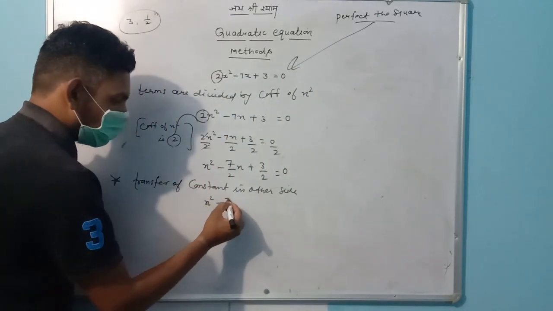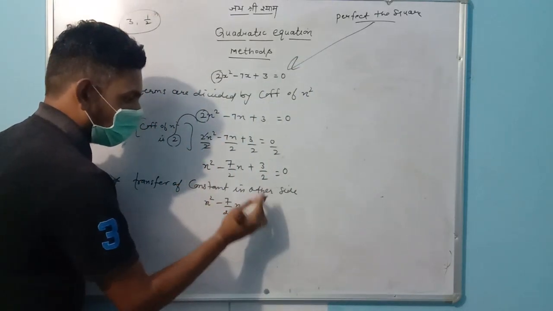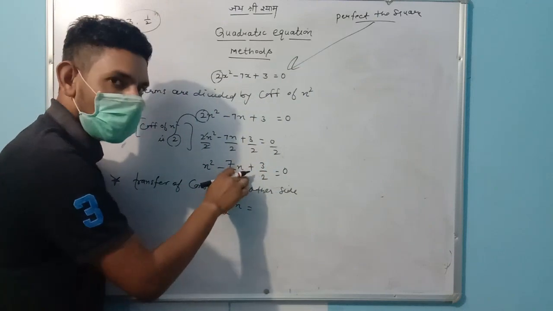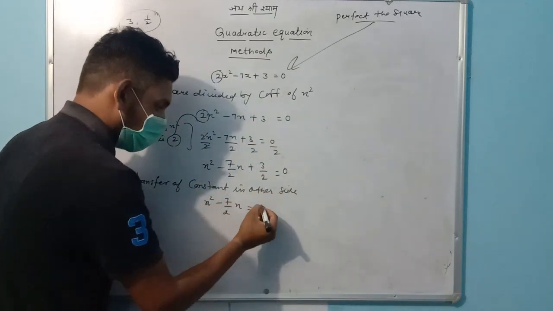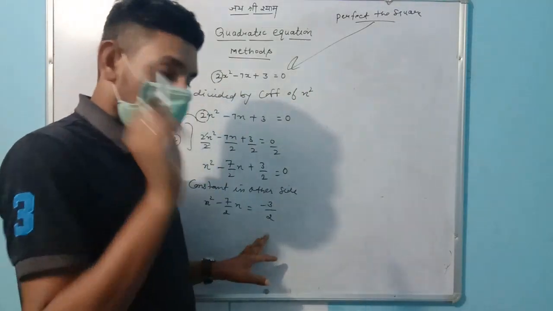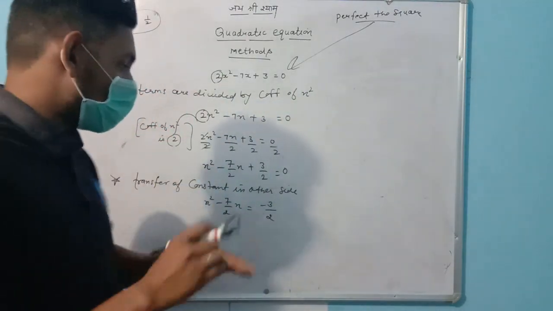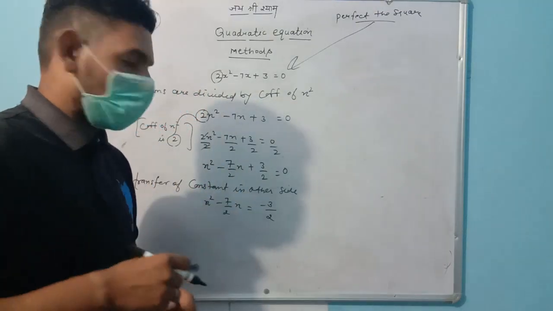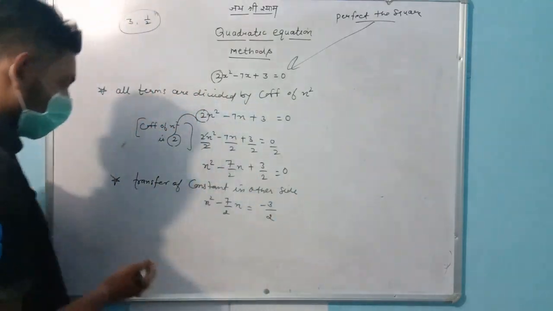x square minus 7 upon 2x, and 3 upon 2 is in plus, and it changes to minus on the other side. Minus 3 upon 2. Second step complete, na? What is the second step? Transfer of constant in the other side. Okay. Then what is the third step?